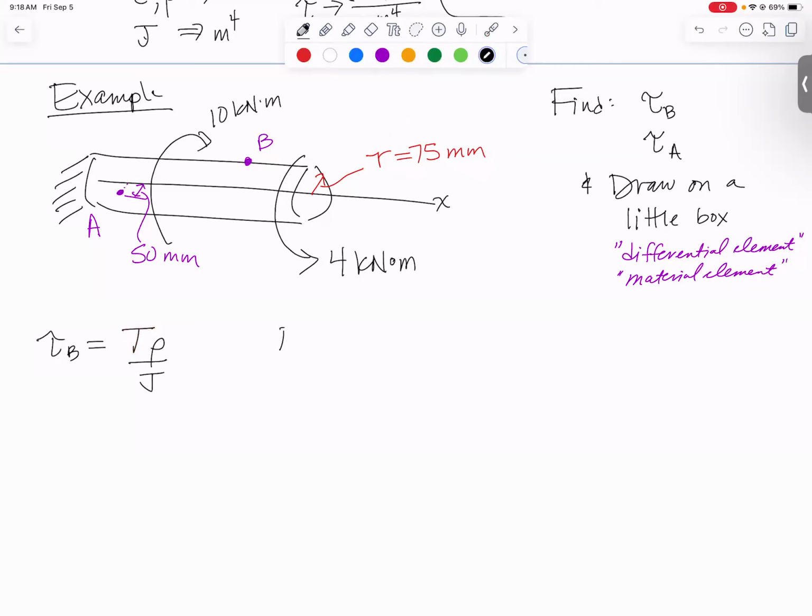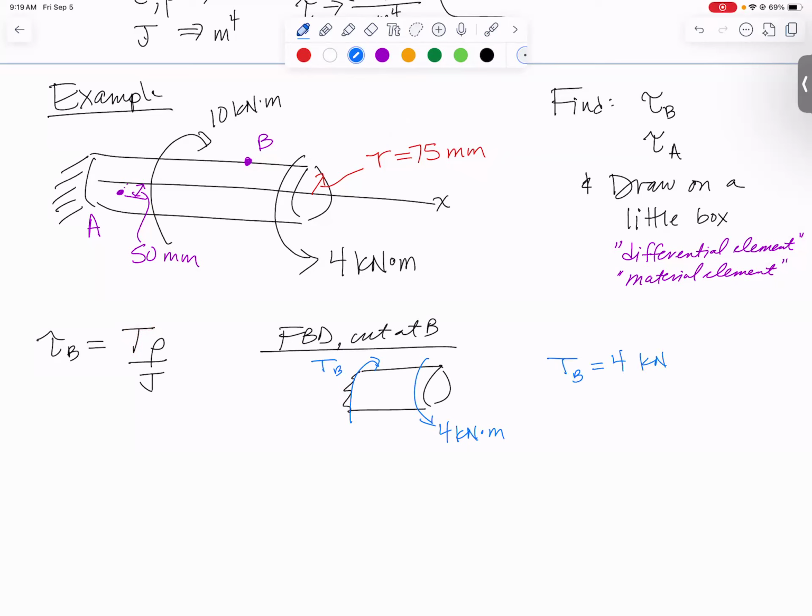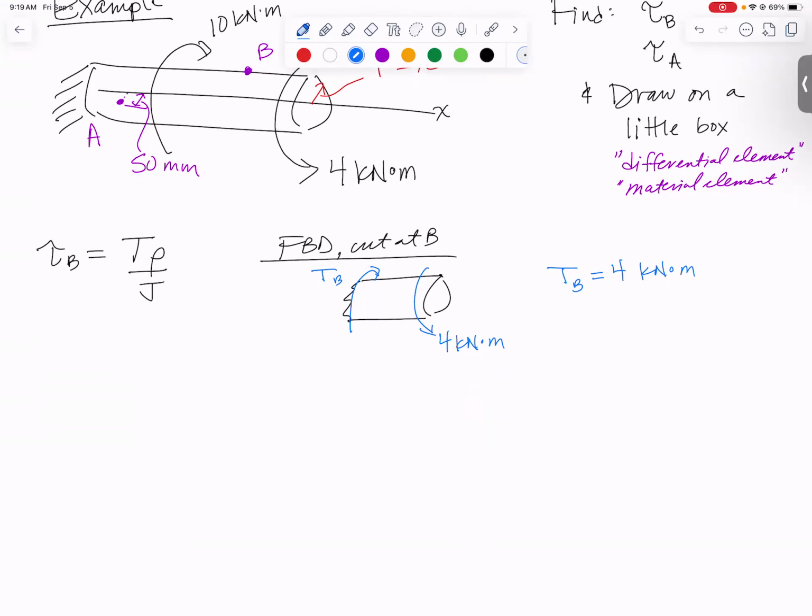So let's start with a free body diagram. Cut at B. So here's my cut edge. Applied to it is a 4 kilonewton meter torque that way. So internally, the torque at B will need to be, if you sum torques, exactly 4 kilonewton meters. And practicing signs for torque, can you see this right hand rule? Your thumb would be pointed that way. So this is a positive internal torque.